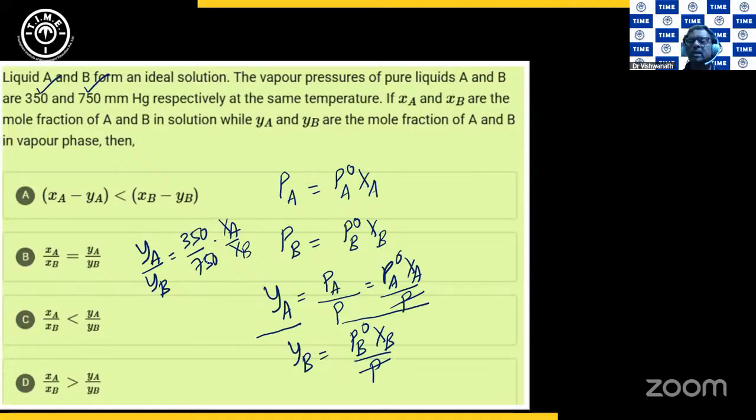Now the answer is so clear. Now YA by YB is less than XA by XB, shall we say? Correct? Or shall we say XA by XB is more than YA by YB? Correct? Because this is less than 1. Is it not? So YA by YB is less than XA by XB, or XA by XB is more than YA by YB. So this is a different type of question.